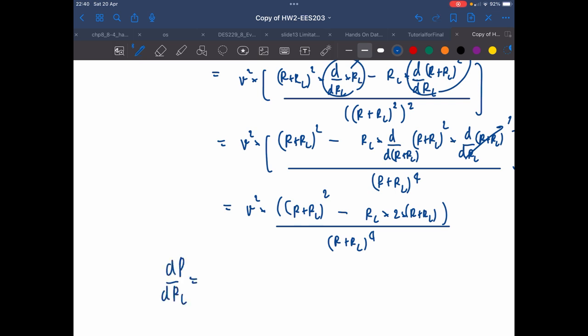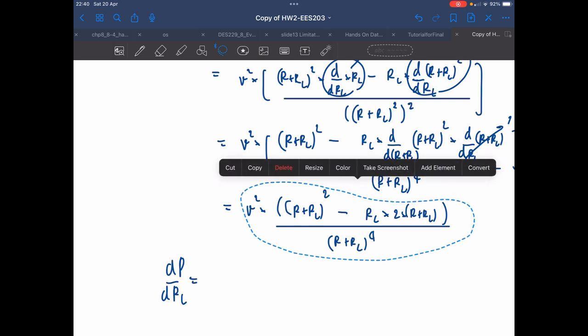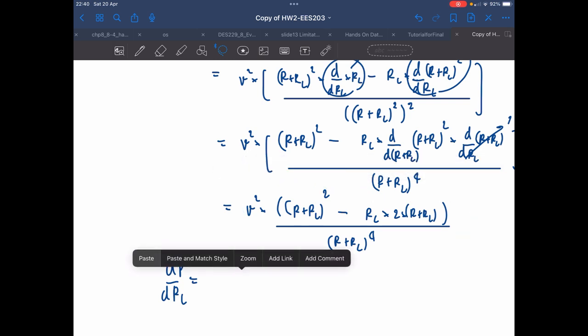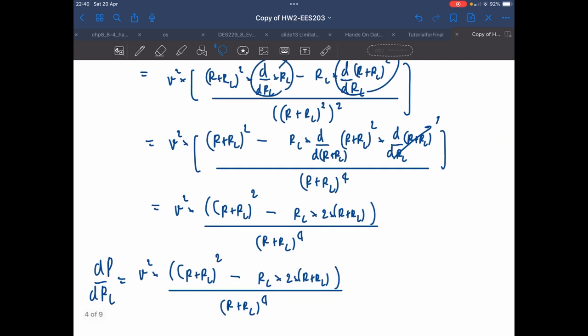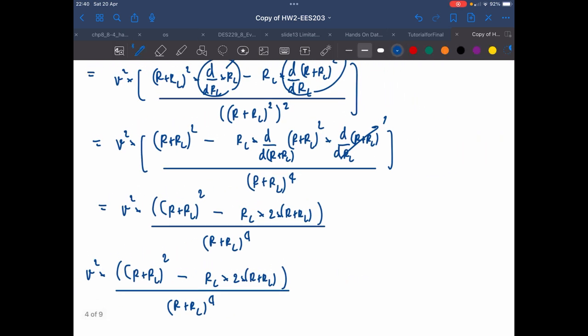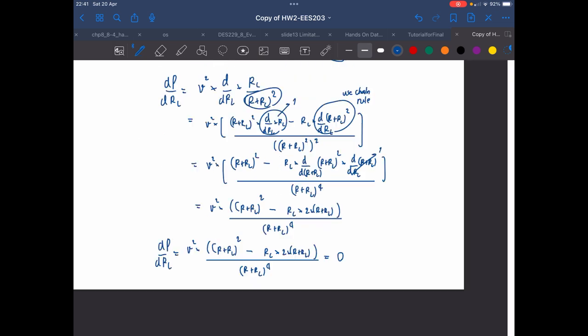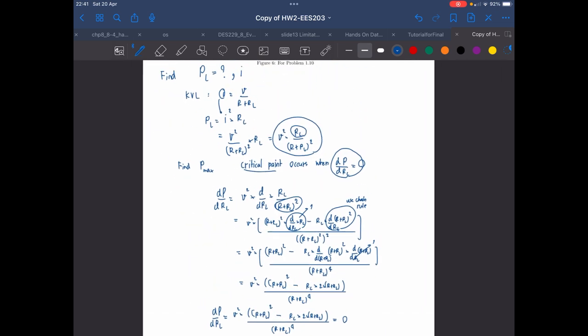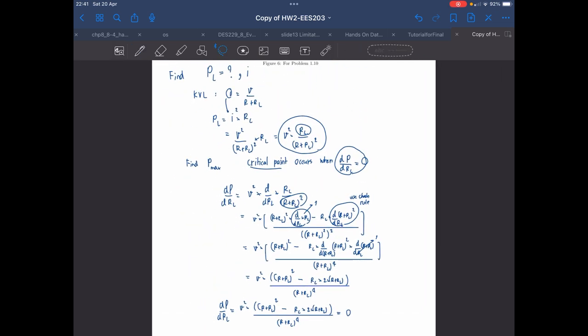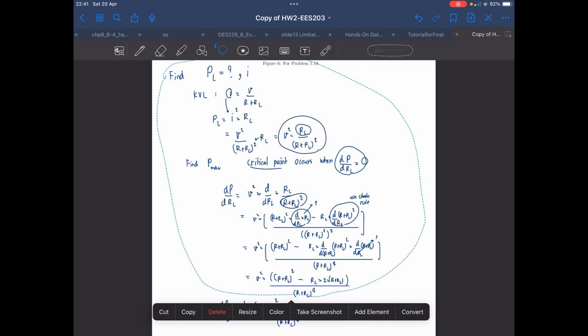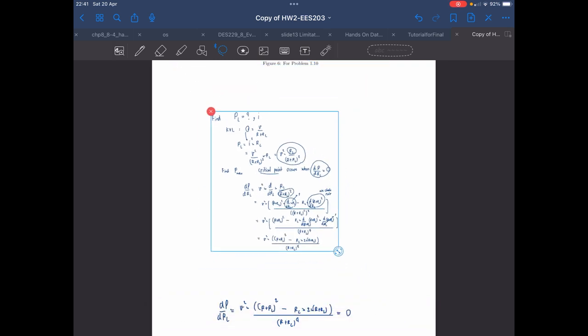Then we get, let's copy this equation, which equals 0. Sorry, my bad. I think I used too much space. Let's just resize to make it smaller.